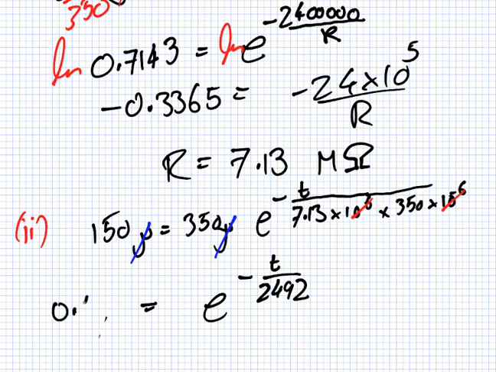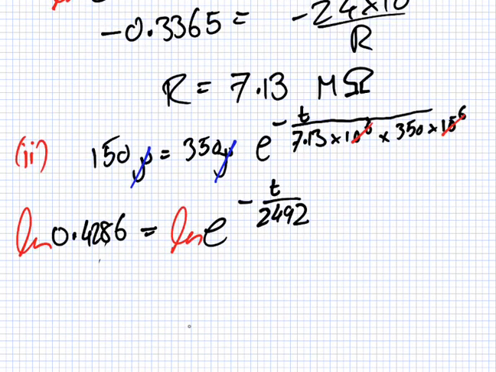And just like the last time, you put log on both sides. So I'll just skip the last couple of steps. You've seen it already now. Log 0.4286 times 2492. So I got a huge number, suspiciously big.